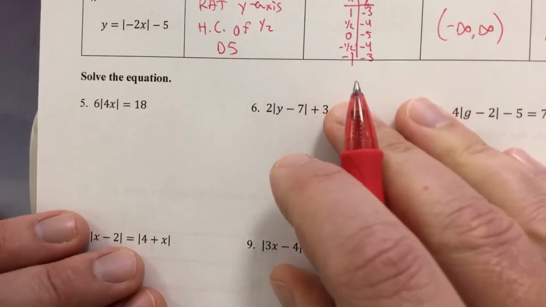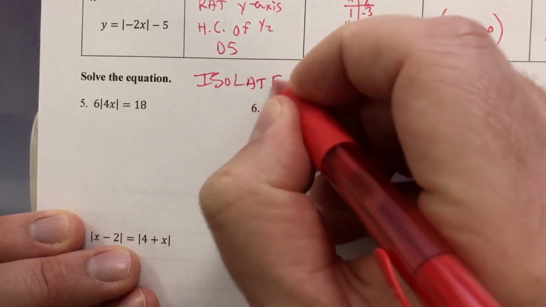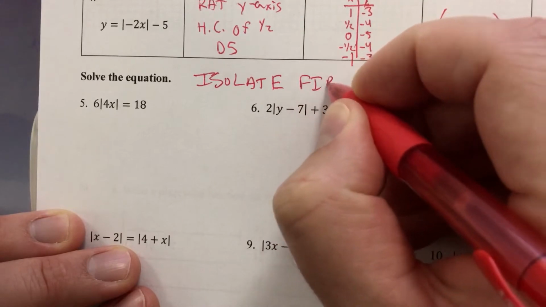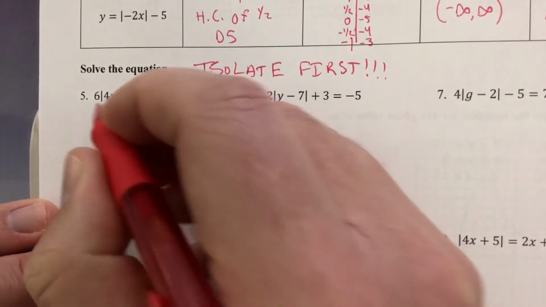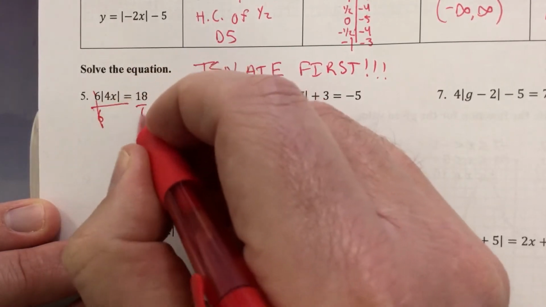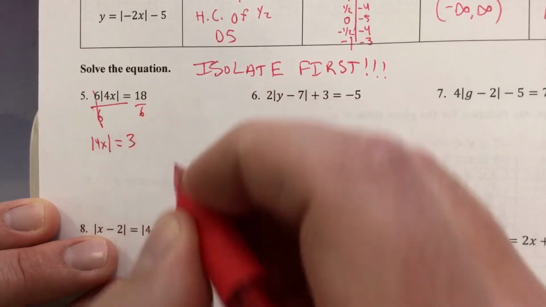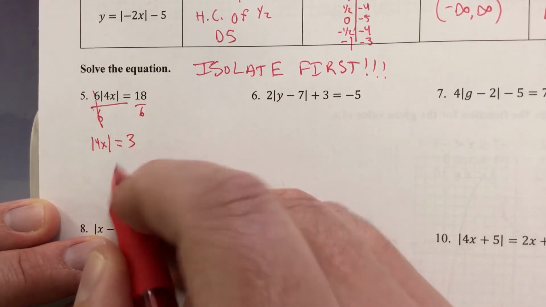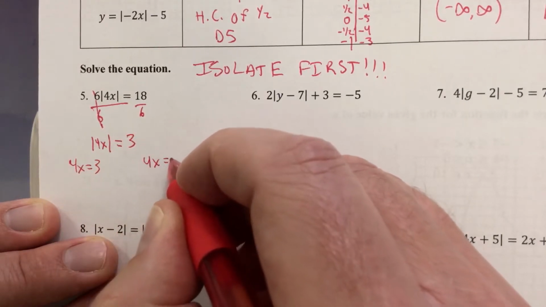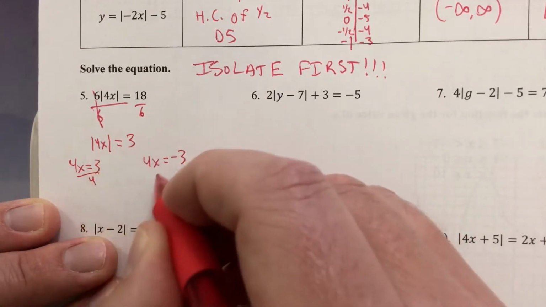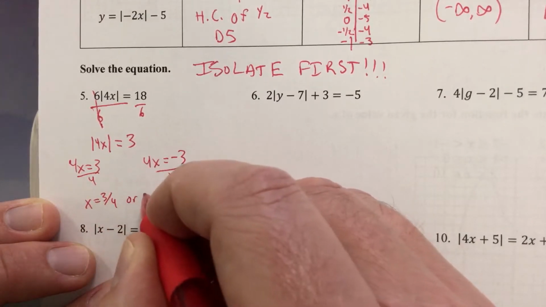All right, next ones are solving. Isolate first. So in this problem you want to divide by 6 first. Absolute value of 4x equals 3. Check, is it equal to a negative? No, it's not, so continue on. We're going to solve 4x equals 3, and then 4x equals negative 3. In both cases, divide by 4. X is equal to 3/4 or negative 3/4.